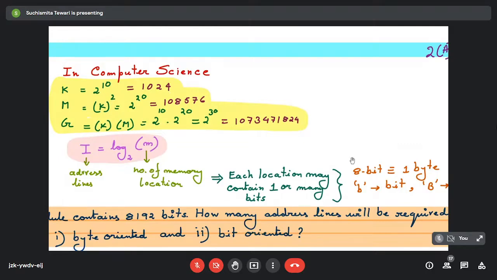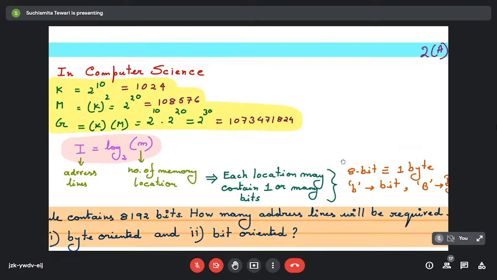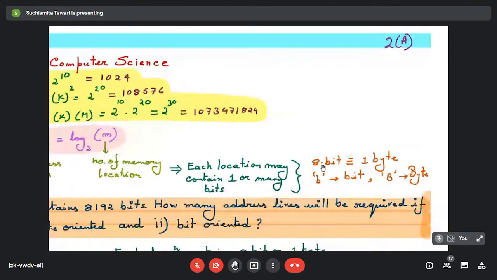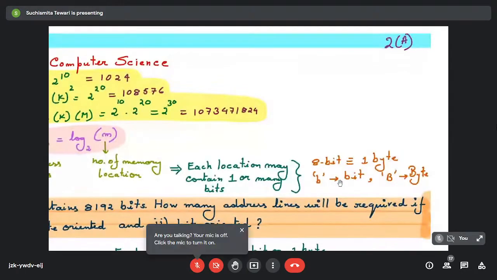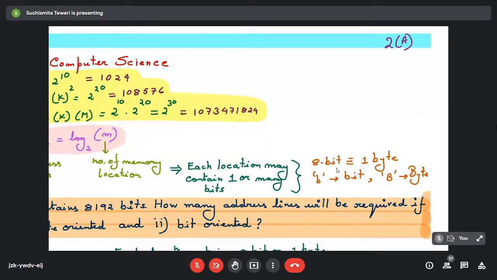And another thing is that 8 bits together we call 1 byte. When we say 1 with a small b, we actually mean 1 bit. But when the 1 is followed by a capital B, that signifies a byte. So if a problem is given to you with 8 capital B data, that means 8 byte data, and 8 small b data means 8 bit data.